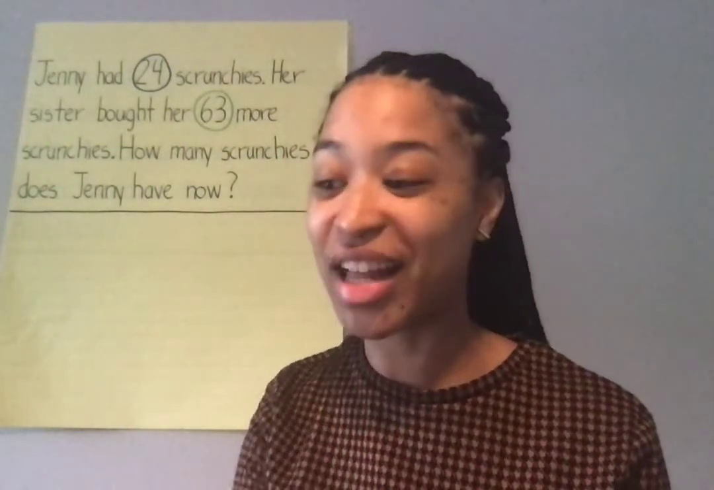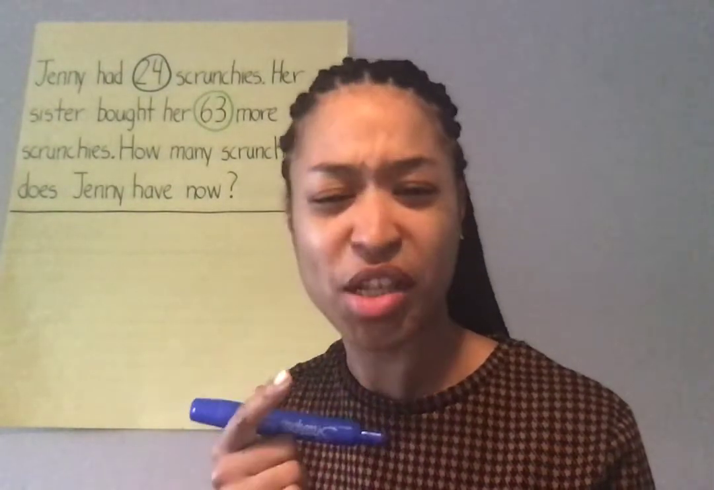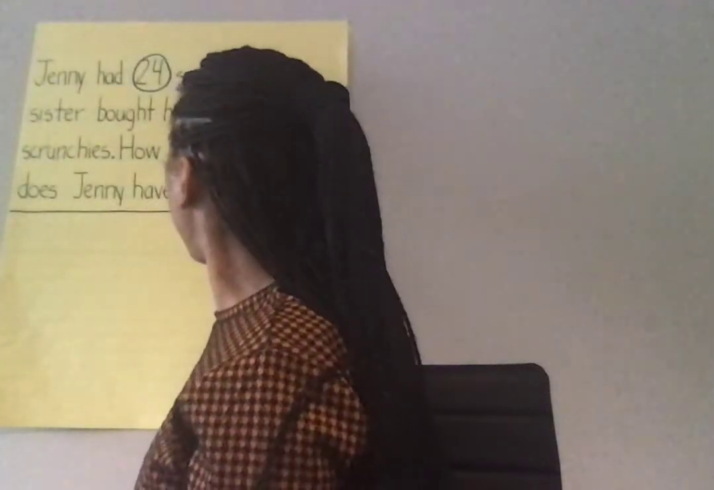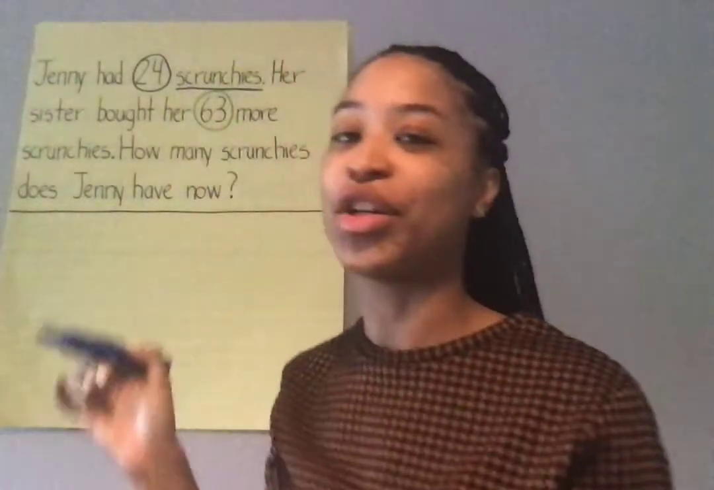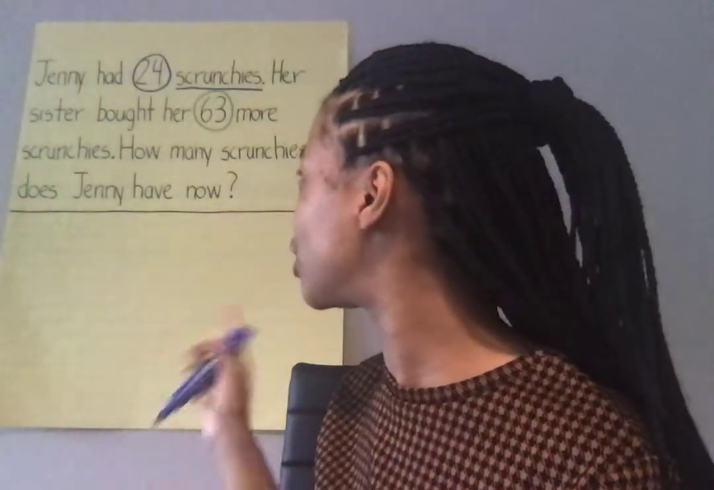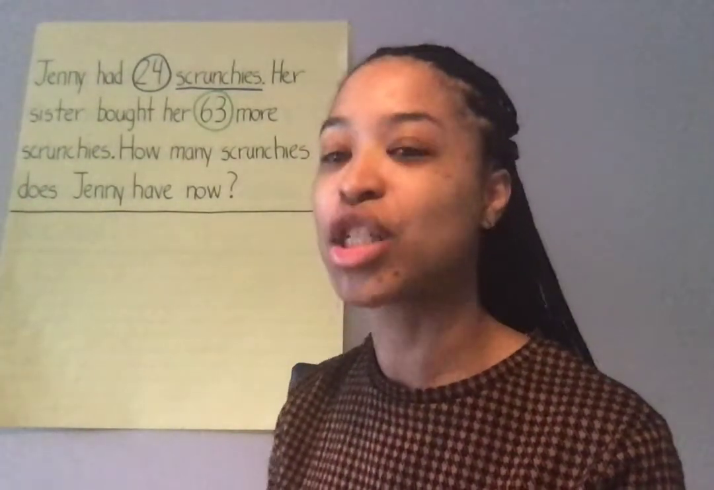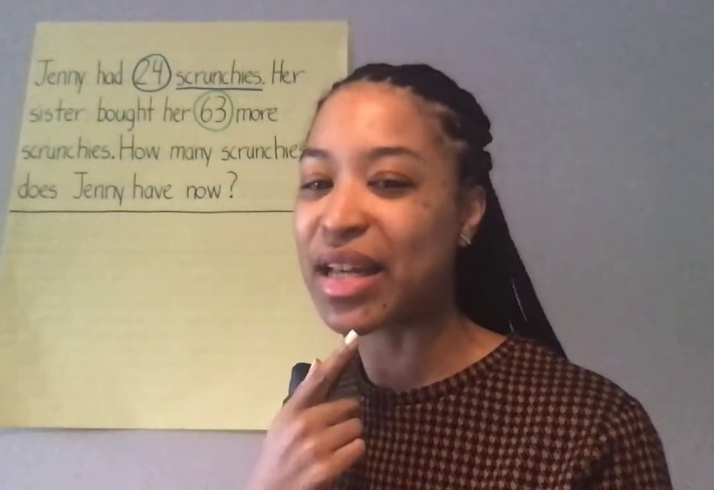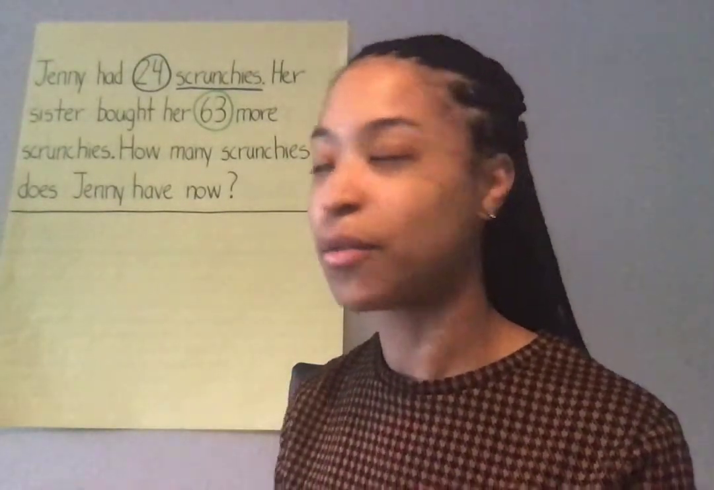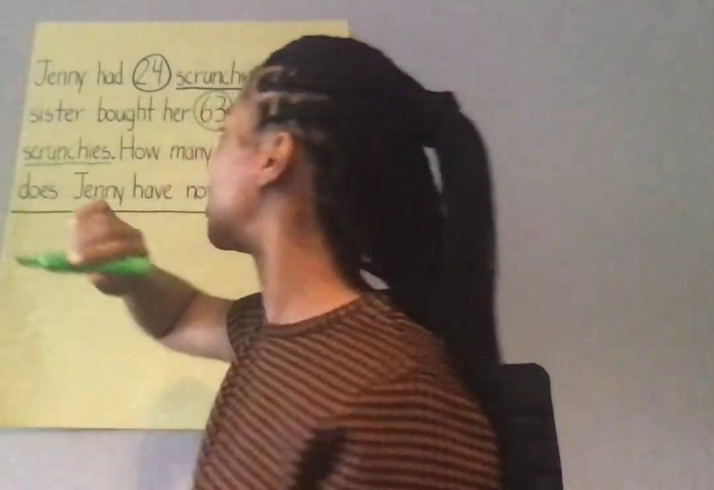Next, we have to underline the units. 24 what? Yes, 24 scrunchies. I'm going to underline the word scrunchies. Do that on your paper too. And then it says her sister bought her 63 more scrunchies. So I asked myself, 63 what? 63 scrunchies. So I'm going to underline scrunchies.